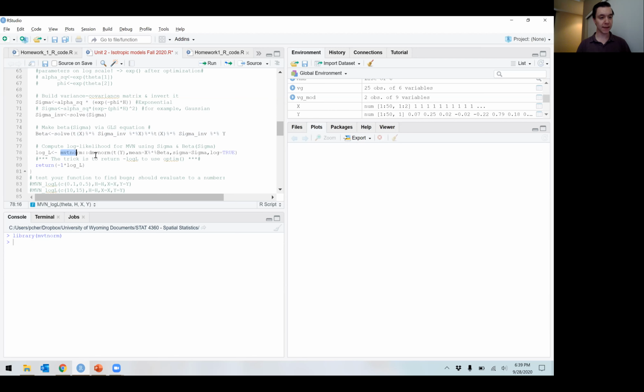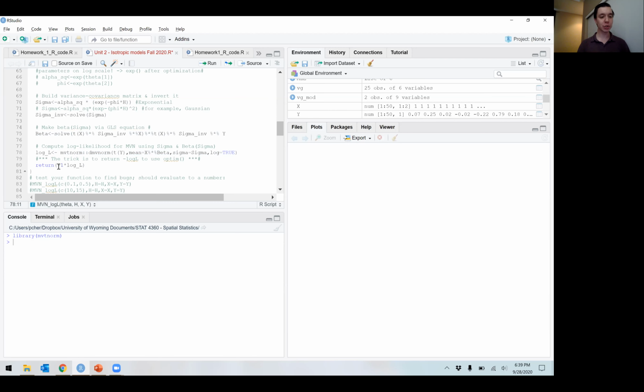And here you will evaluate the multivariate normal log likelihood. It's a log likelihood because log is true. Here is your variance covariance matrix. Here is your mean vector. X is n by p. Beta is p by 1. That means that this mean vector is going to be n by 1. The sigma is going to be n by n. This will evaluate to a scalar. This will evaluate to a single number.